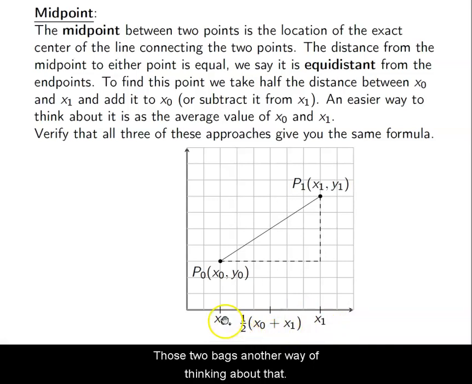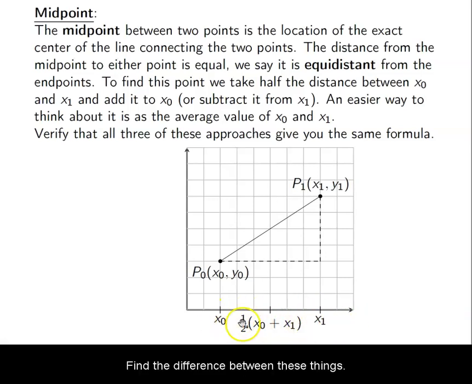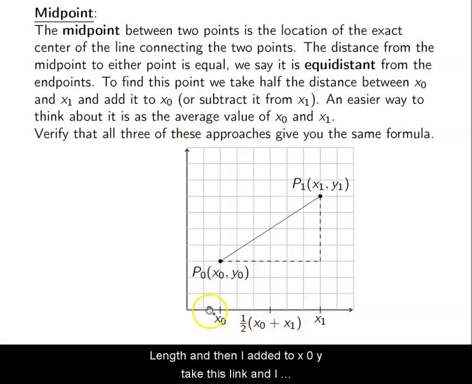Another way of thinking about that is that I can find the difference between these things. Okay, x1 minus x0. Split it in half, so that'll give me this length, and then I add it to x0. Or I take this length and I subtract it from x1. Either way, that'll give me the same point. Okay. So if I follow this up along, it'll reach the x value of the midpoint of that line.